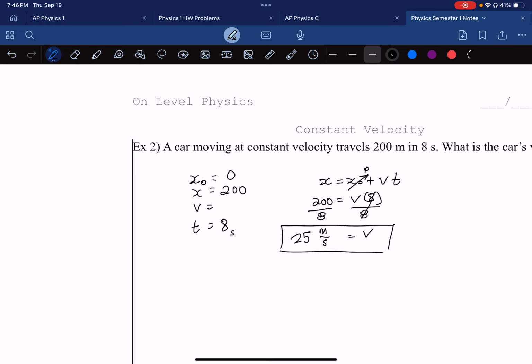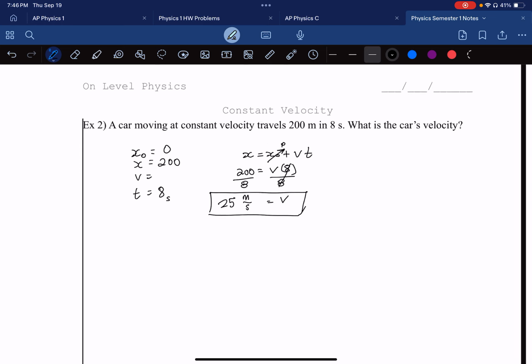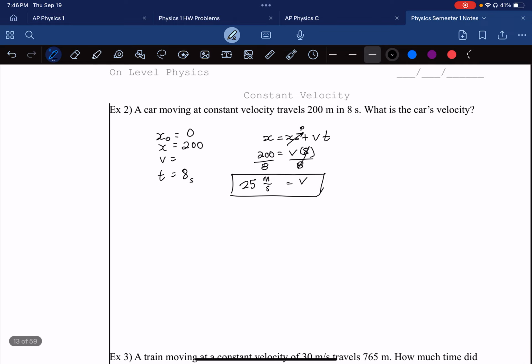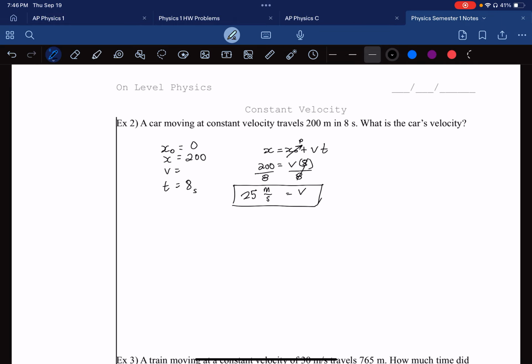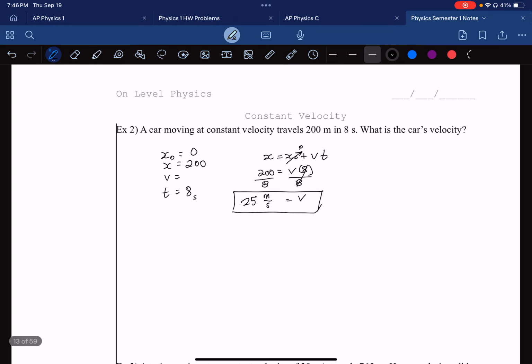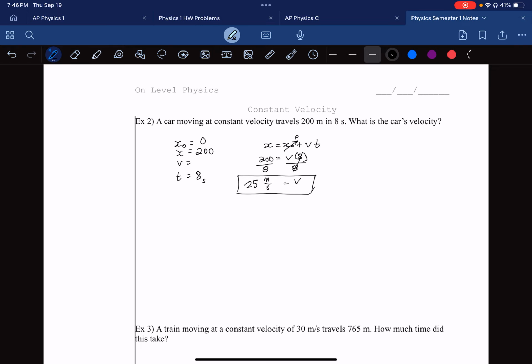And sure enough, you will get used to those units. You will memorize them. Okay. But that's it for constant velocity. That's enough for you to know to solve the assignment.